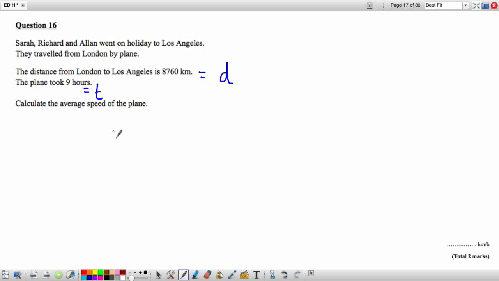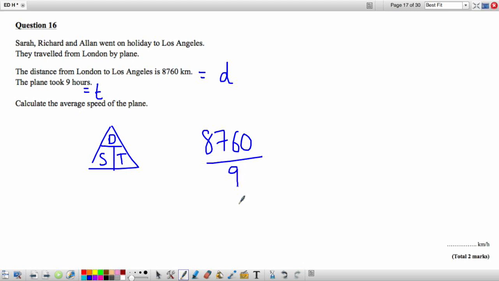Calculate the average speed. Well, if you want to use your formula triangle for speed, speed is equal to distance divided by time. We're going to take our distance, which is in kilometres, divided by our time, which is in hours, to give us our speed of 973.3 recurring kilometres per hour. And we can express that as 973 and 1/3.